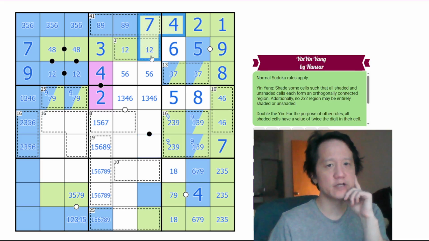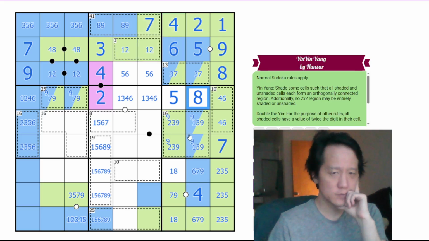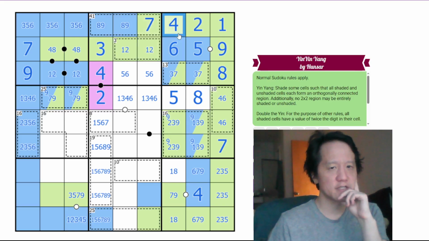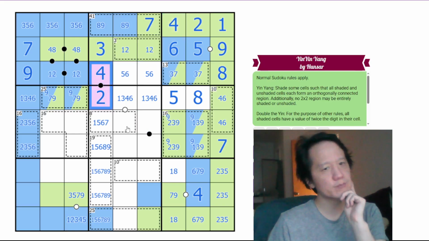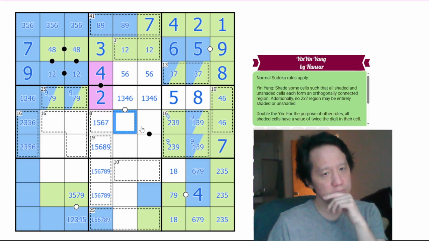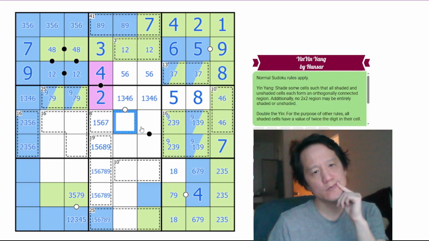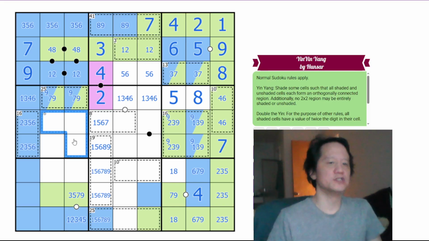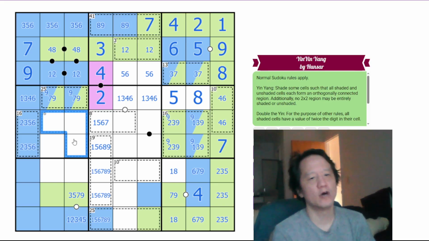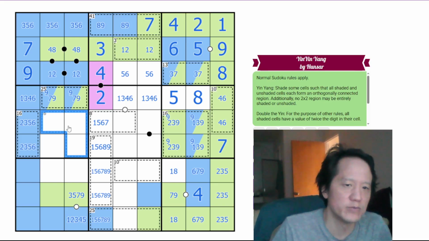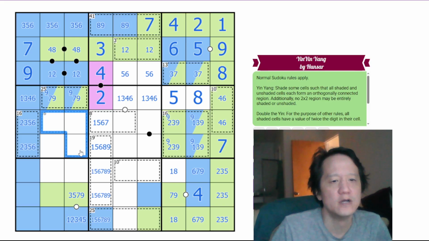Okay, these three are green, so this must be blue because of this 2x2 region. That doesn't tell us anything really. Can this ever be 3 digits doubled? I don't think so, right? At least one of them has to be non-doubled. Because if 3 digits doubled here, it's either 125 or 134.